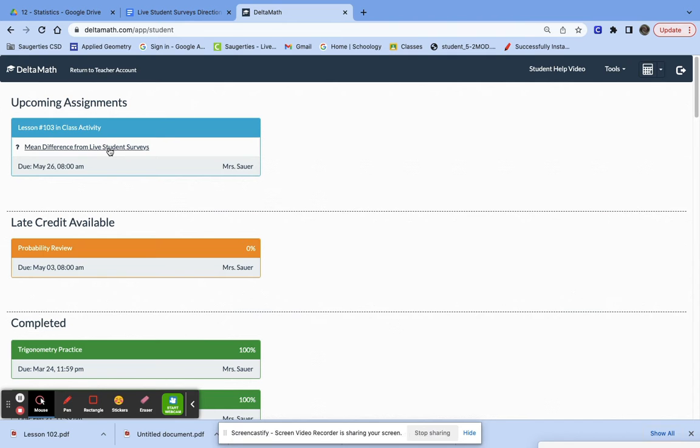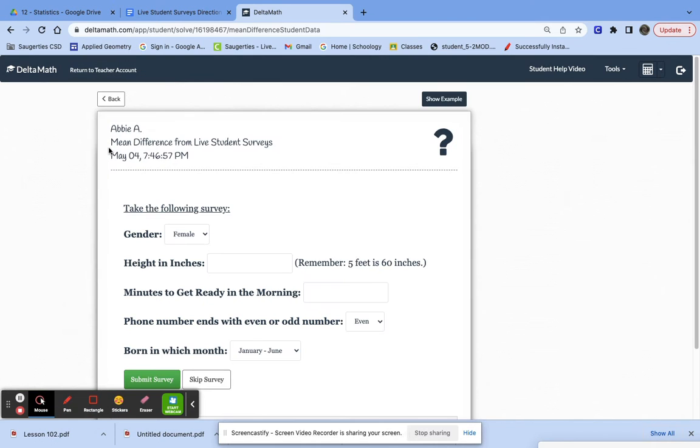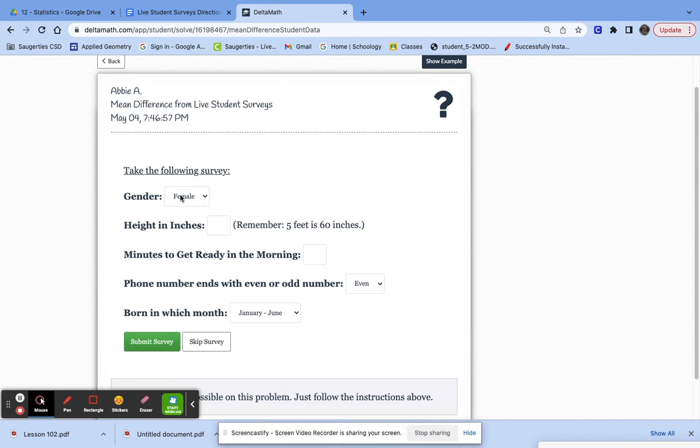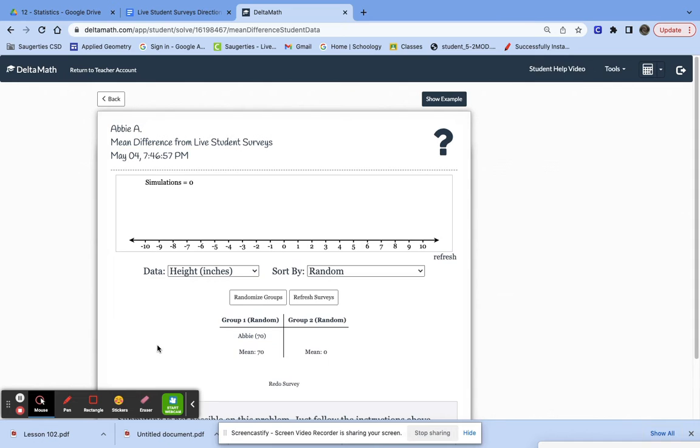So here is what you'll see, lesson 103 in class activity, and there's a survey. For myself, I'll do female, and I have to do my height in inches, so I'm 70 inches. I filled this out before, so it remembers. Minutes to get ready in the morning: let's say I take 45 minutes to get ready. My phone number ends with an odd number, and I was born in January to June. So I'm going to submit this survey.